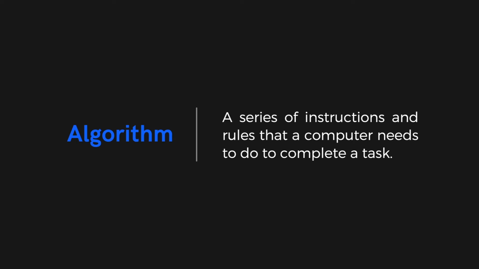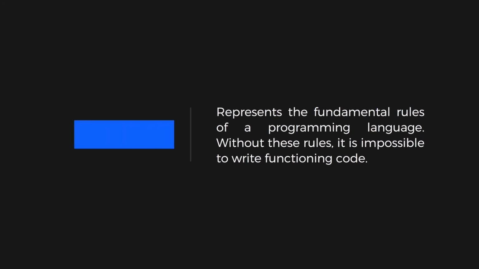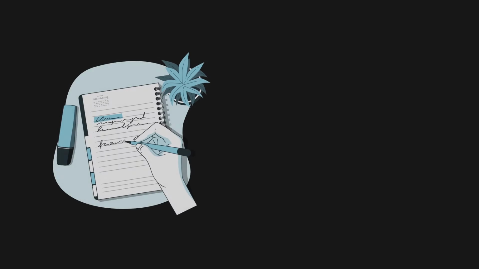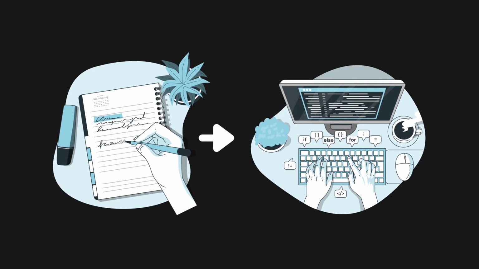An algorithm refers to providing a set of instructions and rules to a computer in order for it to complete a task. And the term syntax represents the fundamental rules of a programming language. Without these rules, it is impossible to write functioning code. So what pseudocode actually enables us to do is to grab a set of instructions that are written in plain English and eventually translate that into a program that can be executed.